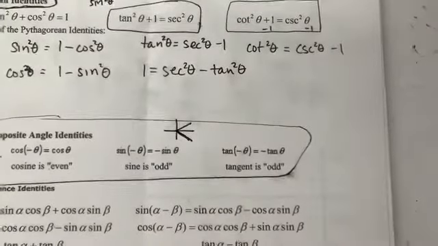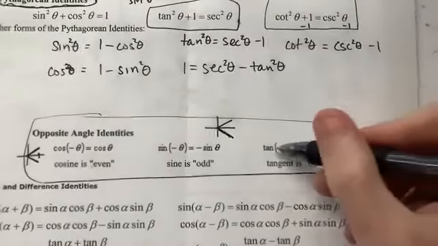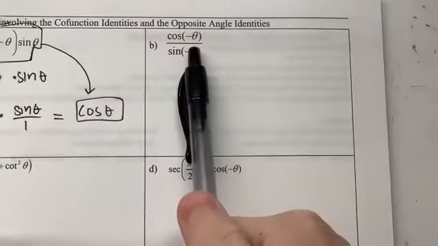So it's not quite as simple. And then tangent is kind of the same as sine. The tangent of negative theta is equal to the negative tangent of theta. So for this chapter though, you just need to know how to like replace those.